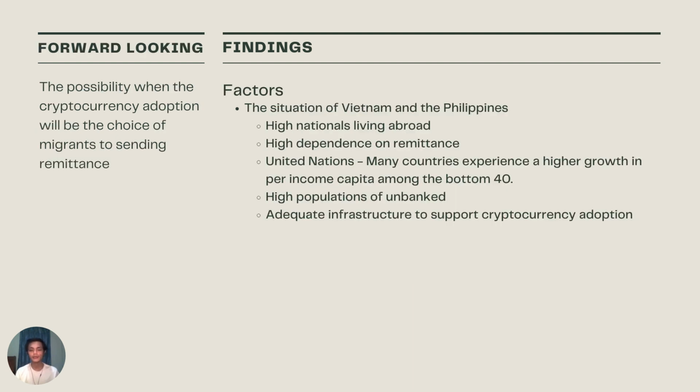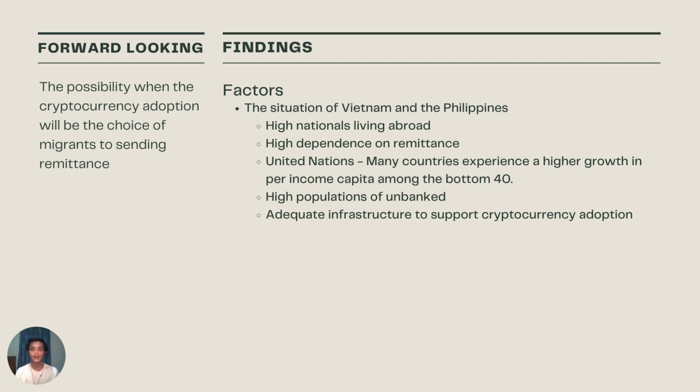So what will happen if individuals prefer to use cryptocurrency platforms for sending remittances back to their home countries? In this forward-looking scenario analysis, I look at this matter. As developing countries, the use of cryptocurrency for remittance payment can occur in Vietnam and the Philippines for several reasons. Among the reasons is that both countries recorded a high number of their nationals living abroad, and both countries also have a high dependence on remittance payment from abroad.